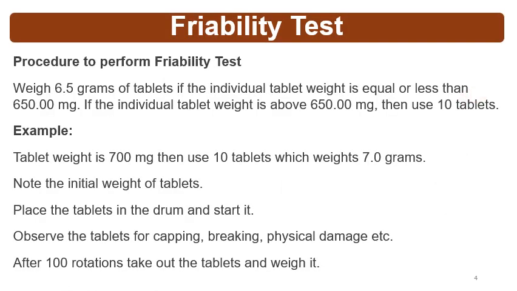Then the procedure, how the friability test is performed. For friability testing, 6.5 gram of tablets is required if the tablet weight is equal to or less than 650 mg. If your core tablet weight is 650 mg, then take 6.5 grams. If it is lower, then also take 6.5 gram. But if the tablet weight is more than 650 mg, then 10 tablets are required. Why? Because 10 tablets of weight above 650 mg will give you a total weight of tablets above 6.5 gram.